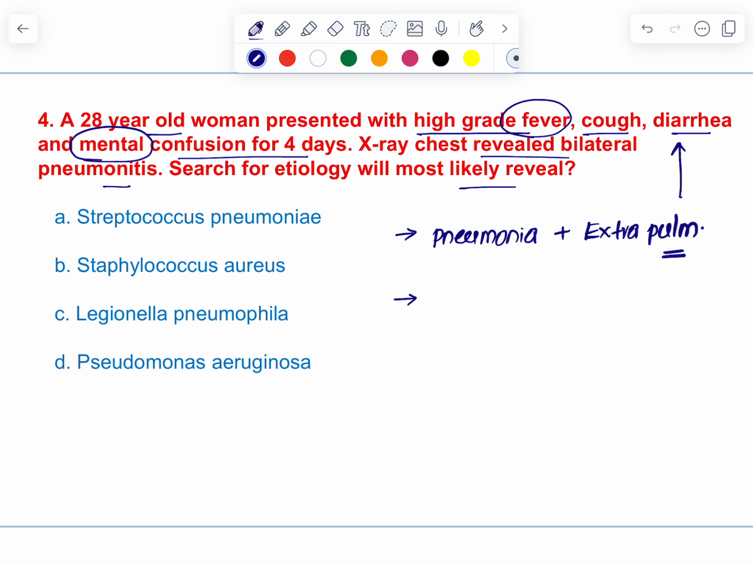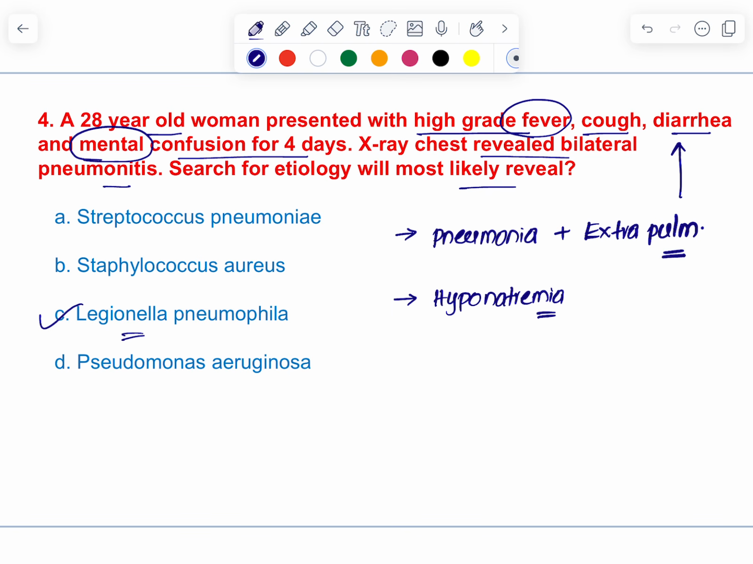Please remember, in respect to the diarrhea, these patients will develop hyponatremia. So whenever there is hyponatremia, the individual will be in a state of altered sensorium. And the X-ray is revealing bilateral pneumonitis. Now, the organism which will be causing diarrhea is Legionella pneumophila.